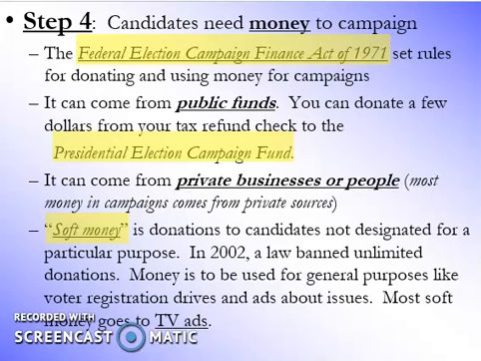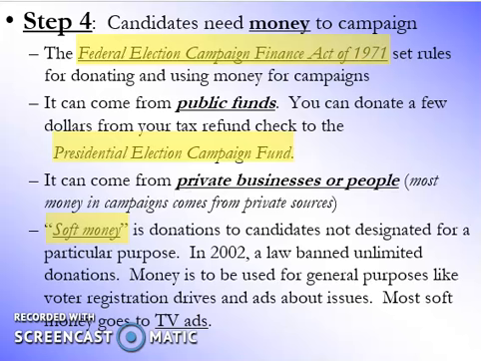Money can also come from private businesses or from just regular people. And honestly, most money in campaigns is going to come from private sources, not public. But the problem is that sometimes, if you're not careful, it might look like private people or even private businesses have a politician in their pocket, so to speak, where they're literally buying off a politician. They're putting their friend in office, so to speak, and their friend is going to make sure that they do in office whatever that person who bought their position is going to want them to do. And that's unfortunate and shouldn't happen that way.